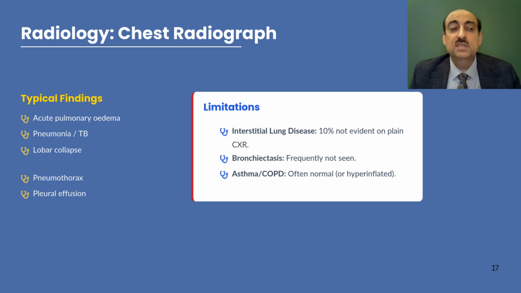Similarly, airway disease like asthma or COPD may not have any radiological signs unless associated with pneumonia or infection. However, in COPD, you might have hyperinflated lung fields where you can count more than 6 anterior ribs. So we'll come to that in our chest X-ray module. So please stay tuned. There will be a separate module on how to read a chest X-ray, but these are some of the important findings that you need to think about.